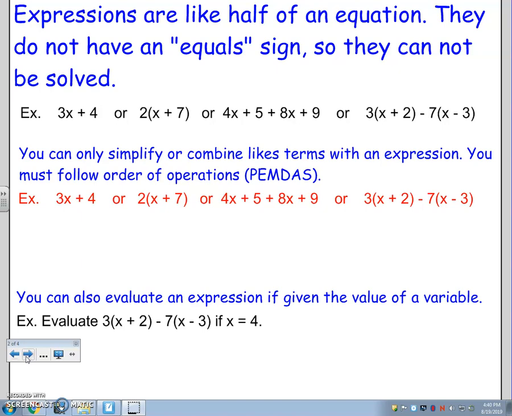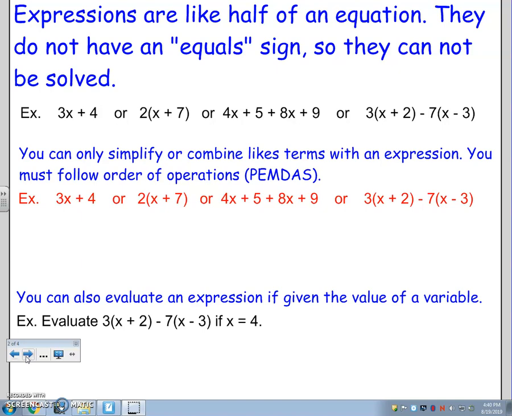So expressions are like half of an equation. They do not have an equal sign, so they cannot be solved. Here, for example, 3x plus 4, can't do anything with that, or 2 parentheses x plus 7, 4x plus 5 plus 8x plus 9, and so on. Like I said, there's no equal signs. You can only do two things. You can simplify or combine terms with an expression. Make sure you follow PEMDAS.